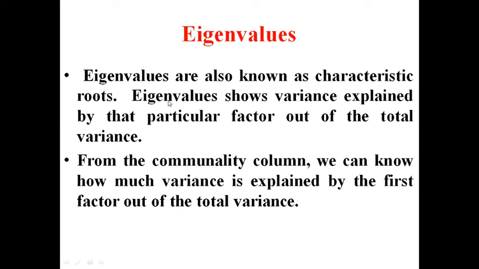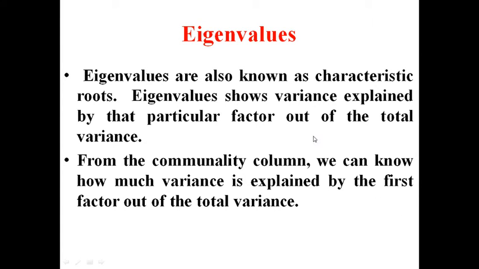What are the eigenvalues? Eigenvalues are also known as the characteristic roots. Eigenvalue shows the variance explained by a particular factor out of the total variance. So it will give you the variance explained, and from the column we can know how much variance is explained by the first factor out of the total variance. So in eigenvalue, if it is greater than 1, then only those factors we consider, and the eigenvalues should be greater than 1.